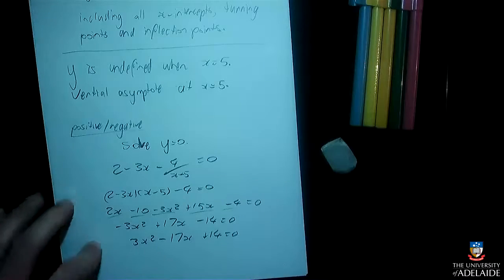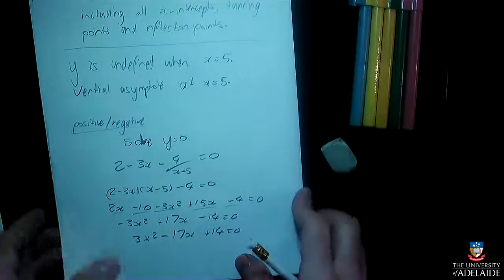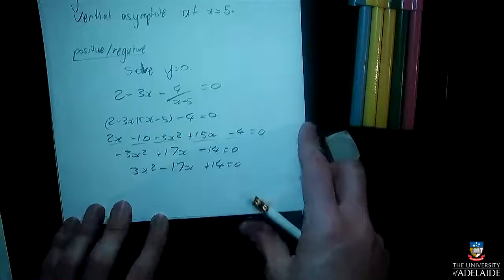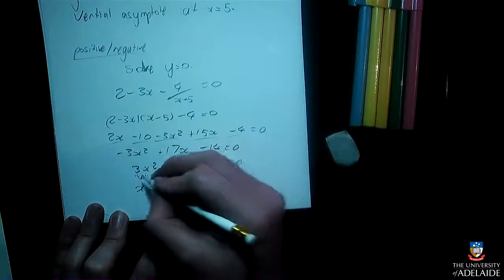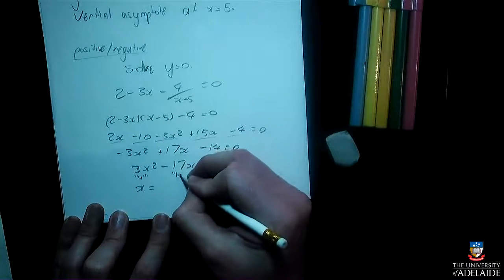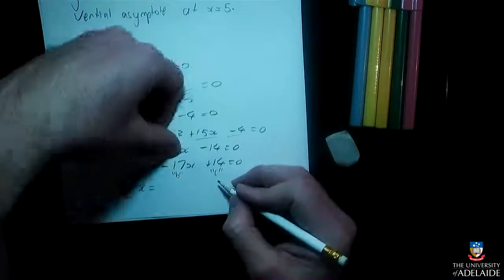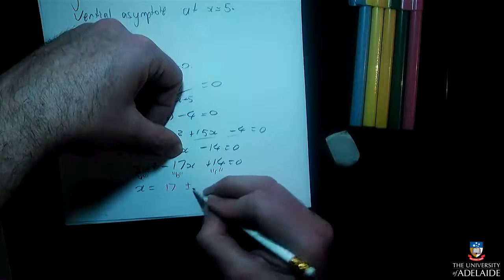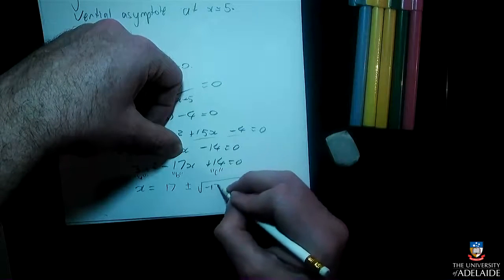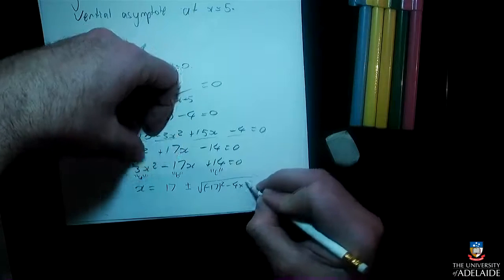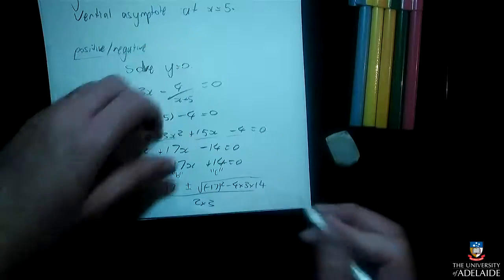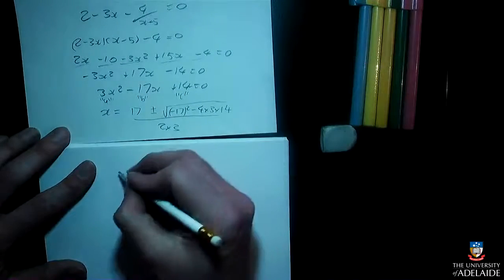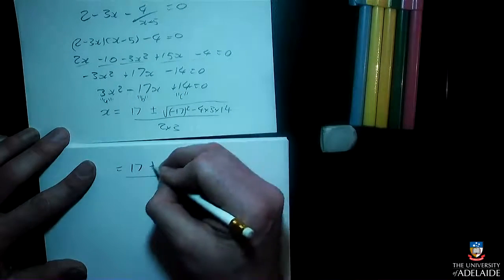Okay, now it doesn't look fun to factorize that, so I'm just going to use the quadratic formula. So x is equal to, if this was a here, and this was b here, and this was c here, minus b, which would become a plus 17, plus or minus the square root of b squared minus 4 times a times c, over 2a. Okay, that's a 6.